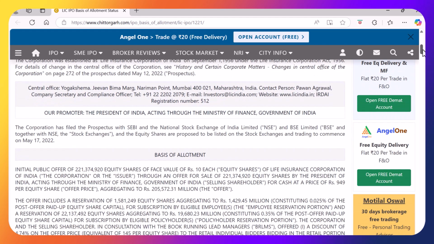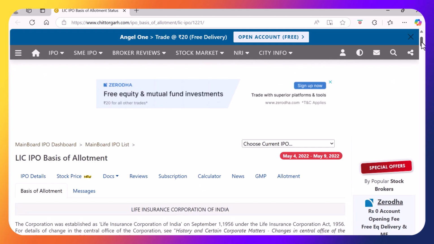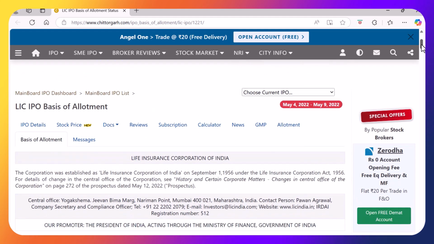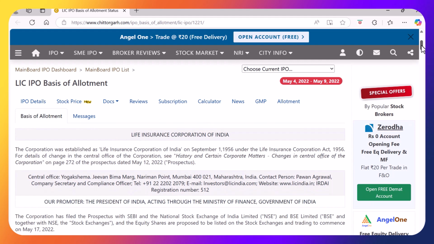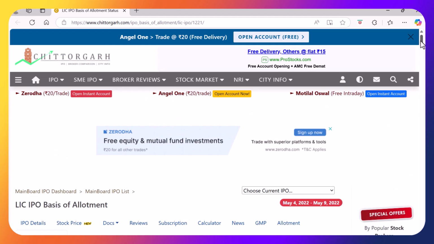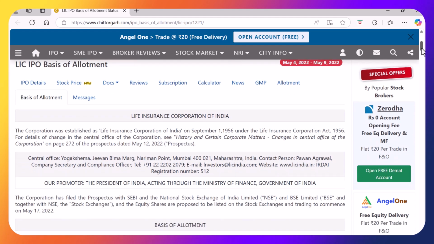Nirdi, have you opened? Yes, I'm just opening. Okay, just open. Yes, I opened it. This is the LIC IPO basis of allotment. This information is available on a site called chittorgarh.com, and it will tell you about IPO details, stock price, and some docs, some reviews. So, Life Insurance Corporation of India, just read this, Nirdi.